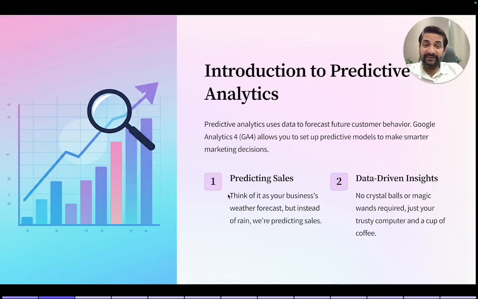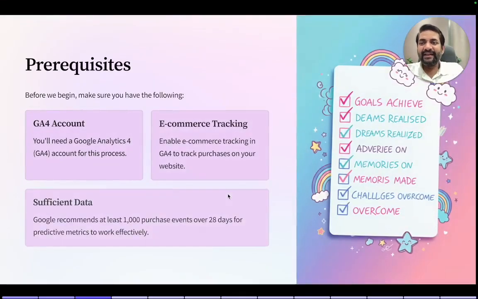Once again, predictive analytics uses data to forecast future customer behavior. GA4, that is Google Analytics 4, allows you to set up predictive models to make smarter marketing decisions. Think of it as your business's weather forecast, but instead of rain, we are predicting sales.